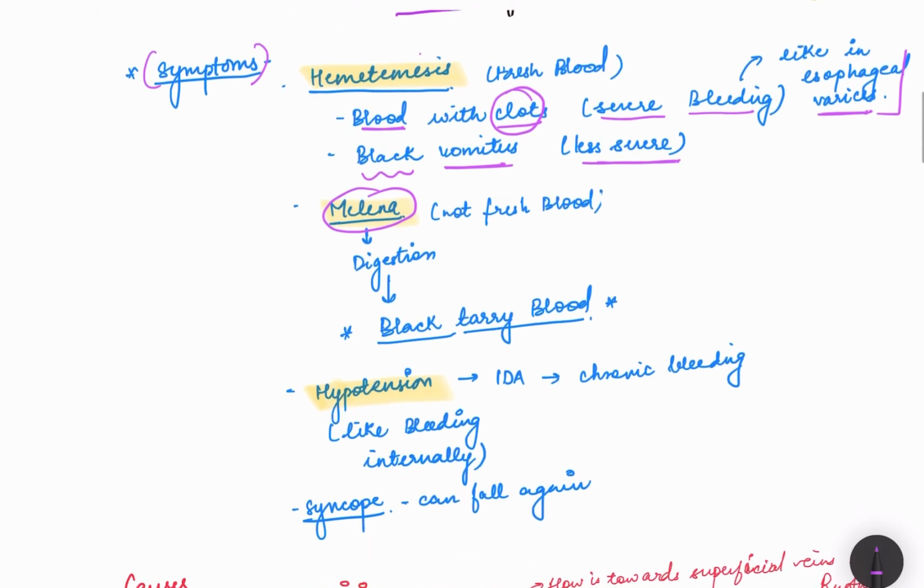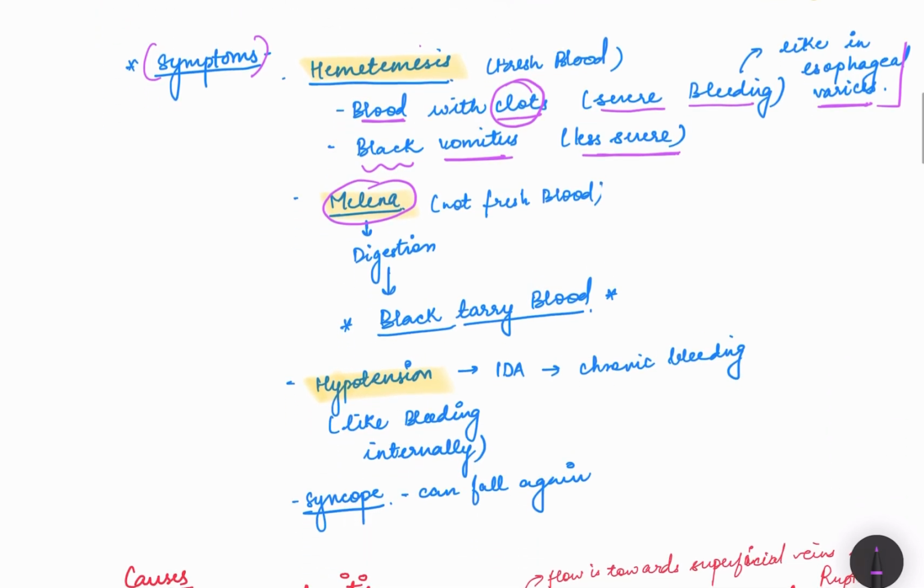So a person can present with various symptoms like hematemesis. What is hematemesis? Hematemesis is blood in the vomit. It can be blood with clots or black. If it is blood with clots, it is severe bleeding, like in esophageal varices. And if it is black vomitus, it is less severe.